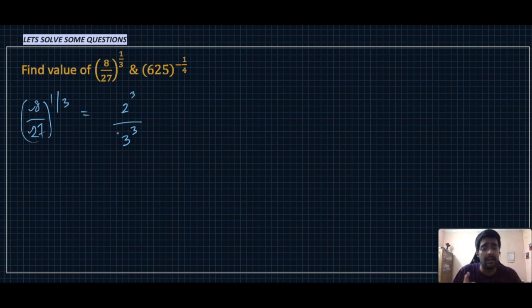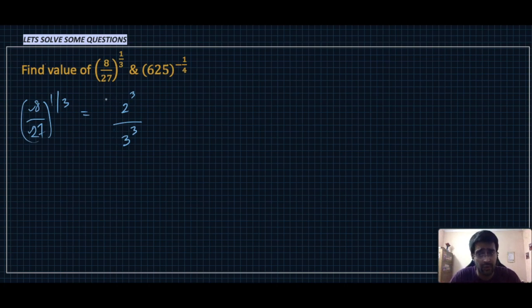So whenever I see an 8, I'll just substitute with a 2 cube. 3 cube is 27, so I'll substitute with a 3 cube. But if you do factorize it, you will eventually see that these are the answers. So you can either do it every time, or you can do it a couple of times while you practice and then just remember it. That helps you solve things fast.